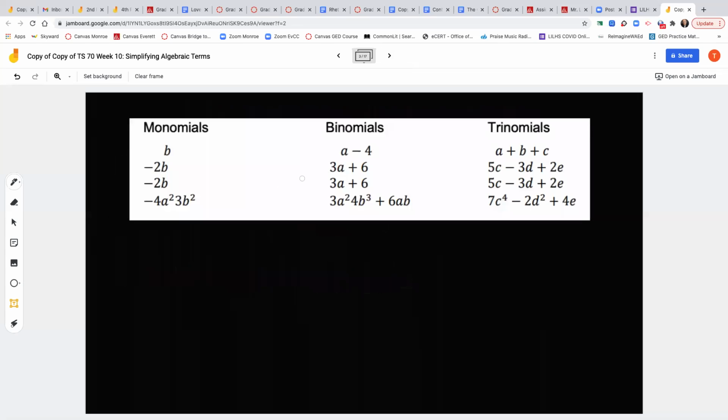Now, this slide, I don't want you to copy down anything. I just want you to look at it and go, okay, I'm absorbing this information that the teacher has here. So here are some examples of what we just showed you, okay? Mono, one, okay? And this is one term here. Minus 2b, this is considered one term, and here's why.